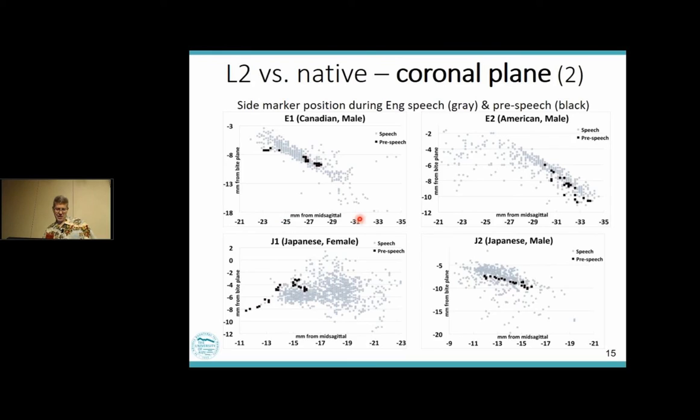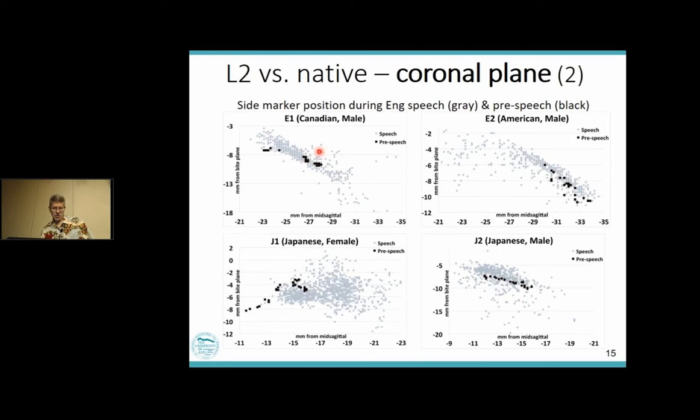And what you see here is in the gray, you see the position of the side marker. Sorry, I didn't identify the horizontal axis. This is millimeters from the mid-sagittal. So the mid-sagittal, this is 21 millimeters from the mid-sagittal. Mid-sagittal is over to the left. So 23 millimeters, 25 from the mid-sagittal. So the tongue side marker is moving up towards the mid-sagittal and down away from the mid-sagittal. Okay, and what you see here in black, you see the pre-speech posture. So where that side marker was just before you start speaking. In the gray, you see where it is during the whole sequence of speech.